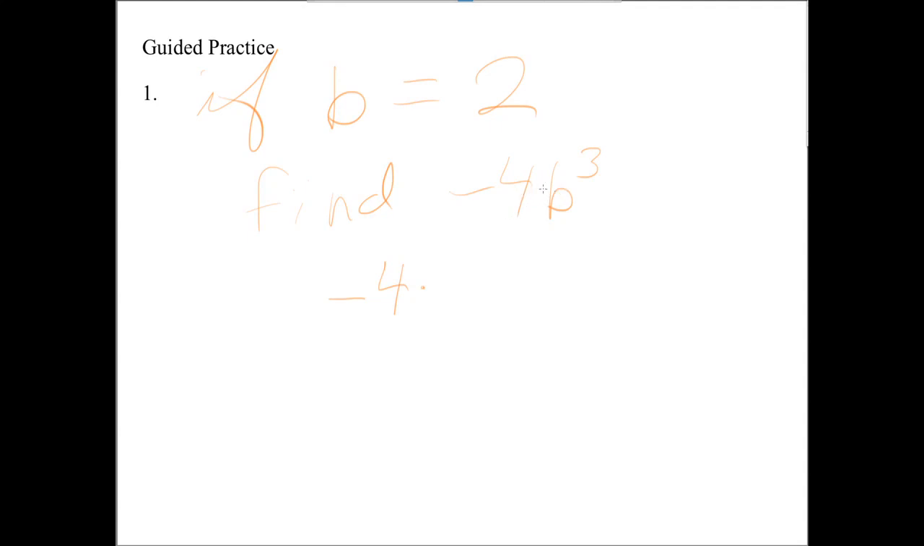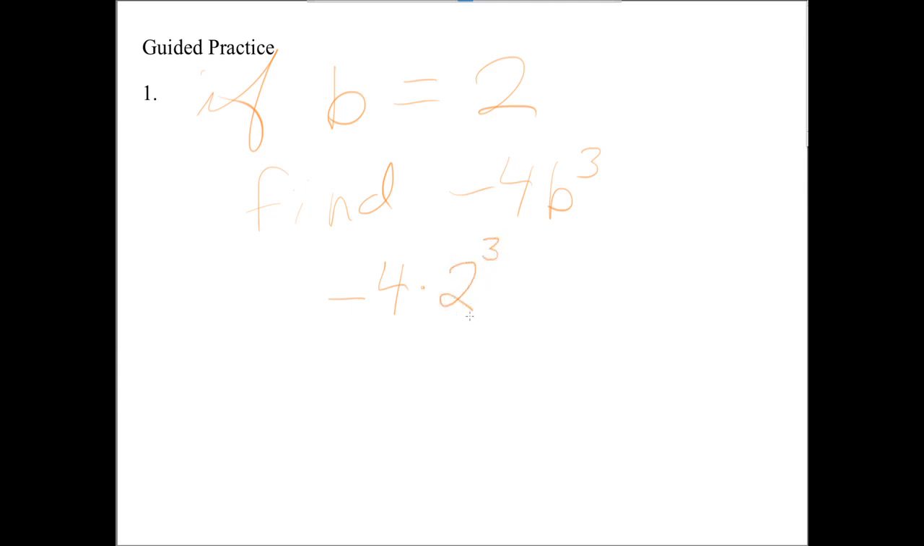you'll notice between the 4 and the b, I didn't put a dot. By convention, if we have a number in front of a variable or some letter, it just means 4 times that. Once I put numbers in there, then it could become more confusing. If I had a 4, a 2, and that raised to the 3rd power, that may not look like 4 times 2 to the 3rd. So I get 4 times 2 to the 3rd power.